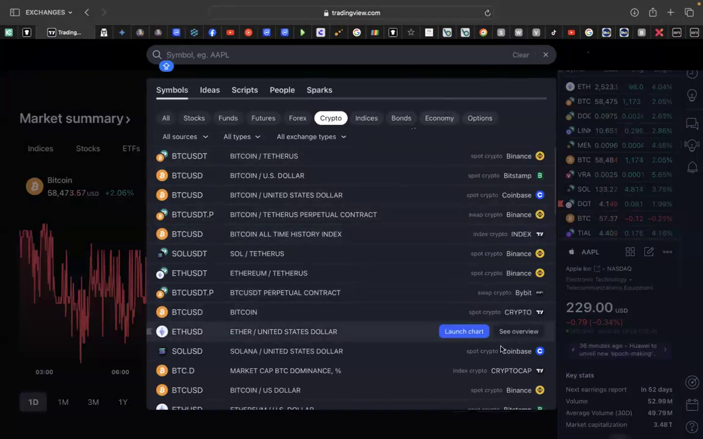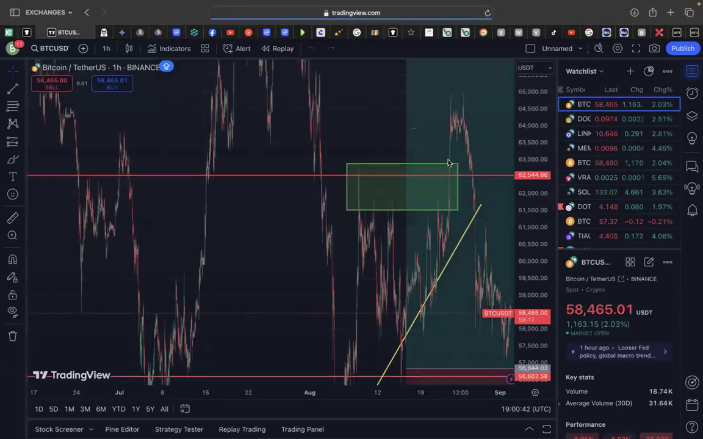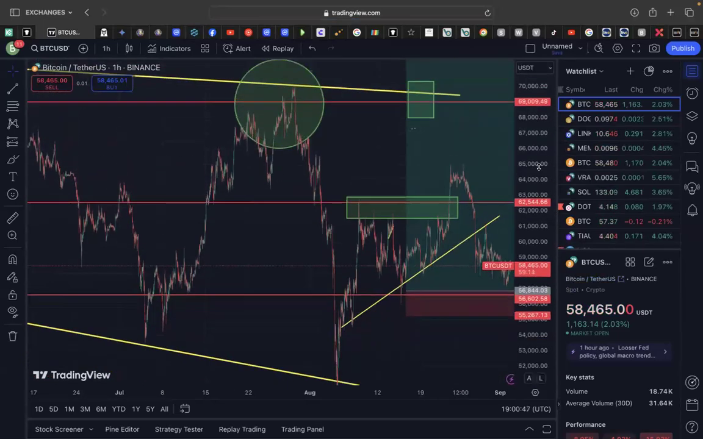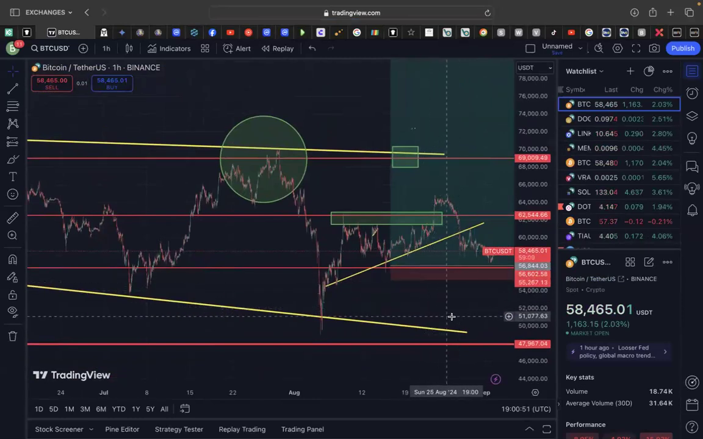At the very top, you're going to search for any coin that you're looking for. For instance, let's use Bitcoin as an example. We have an overview and we have launch chart. If you click on launch chart, it's going to launch the Bitcoin chart.